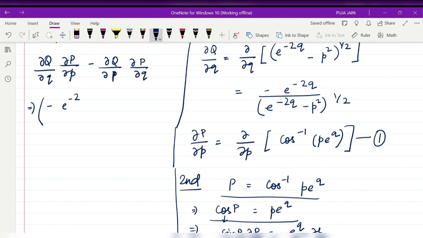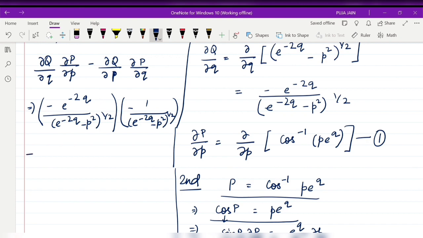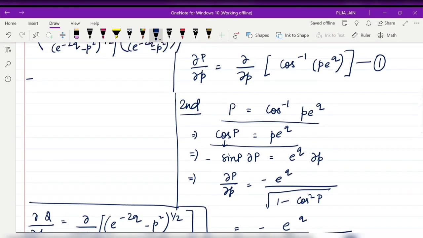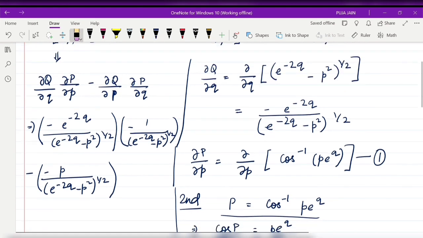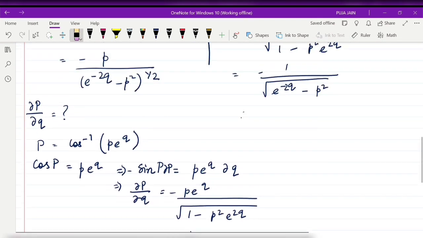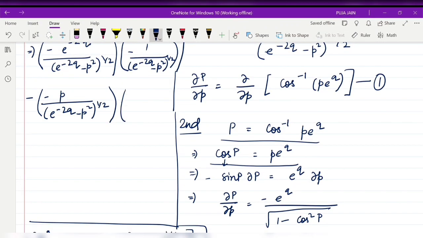Okay, now substituting all these values, here we are getting minus e to the power minus 2Q by e to the power minus 2Q minus P square whole to the power half, and here minus 1 by e to the power minus 2Q minus P square whole to the power half minus del Q del P, and here there is a minus sign, minus P e to the power minus 2Q minus P square whole to the power half, and last term del P del Q which we got here, that is again a minus sign, minus P e to the power minus 2Q minus P square whole to the power half. Okay.